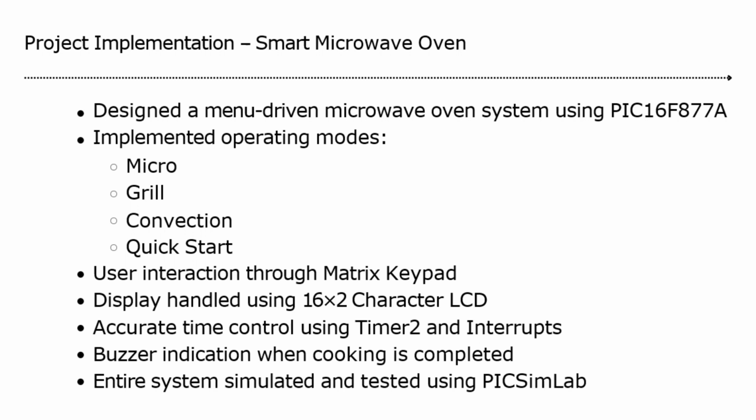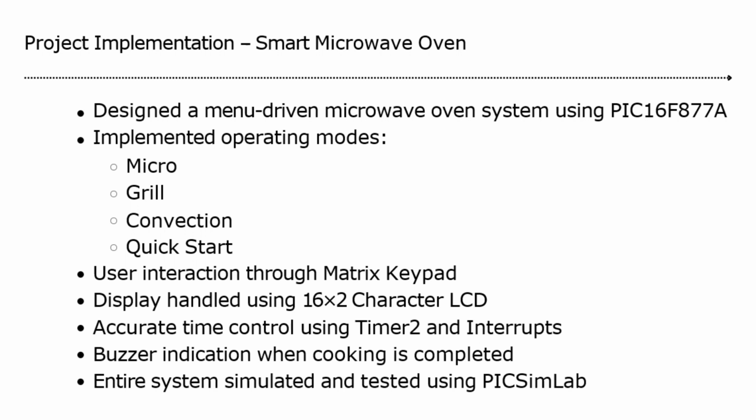The micro mode. The user enters the cooking time. The timer starts and the remaining time is displayed. The timer interrupts are used to reduce the time accurately. Grill mode. Grill mode works similar to micro mode. The user sets the time and the system runs until the time is completed.